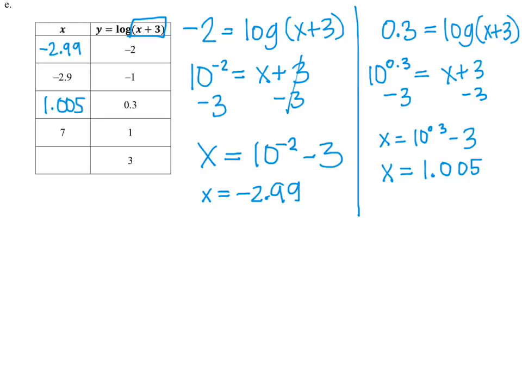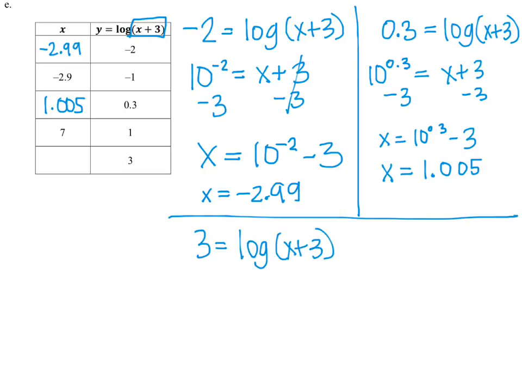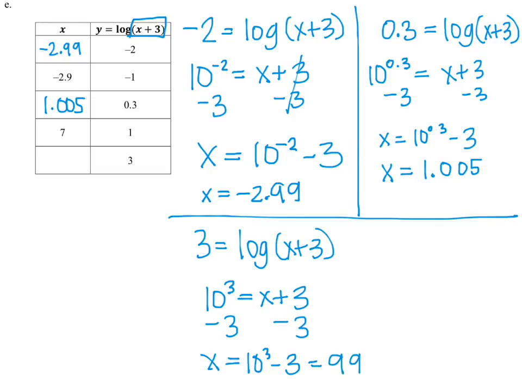And then we'll do the exact same thing for the last entry on this table. I'm going to say 3 is equal to log of x plus 3. Write it in exponential form. 10 to the 3 is equal to x plus 3. Subtract 3 from both sides. I have x is equal to 10 to the 3 minus 3, which is equal to 997.